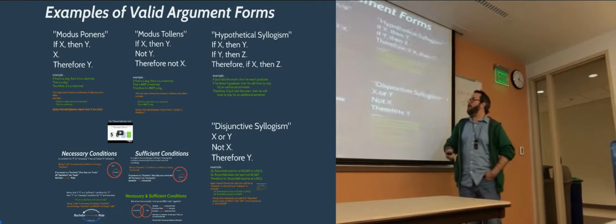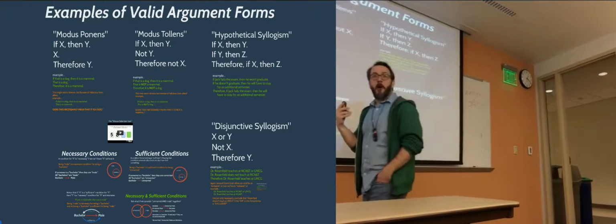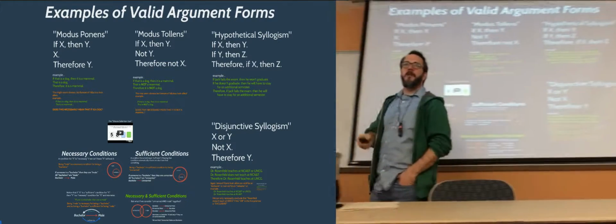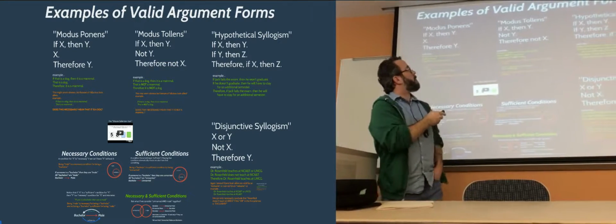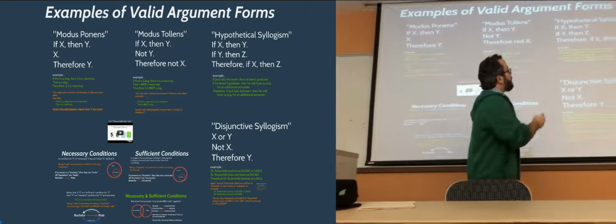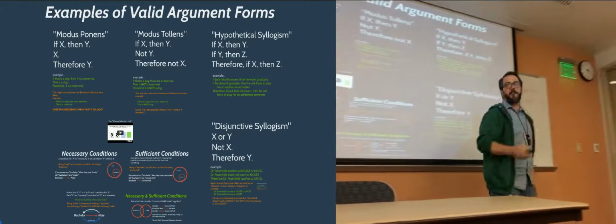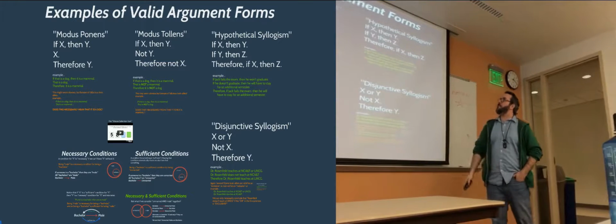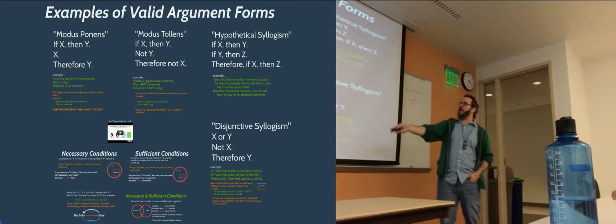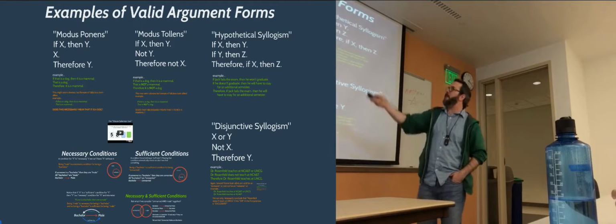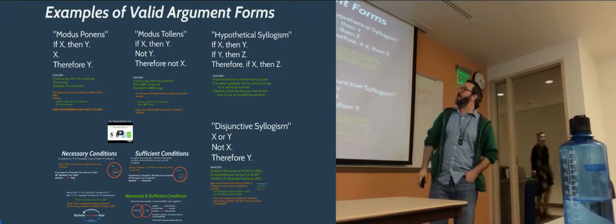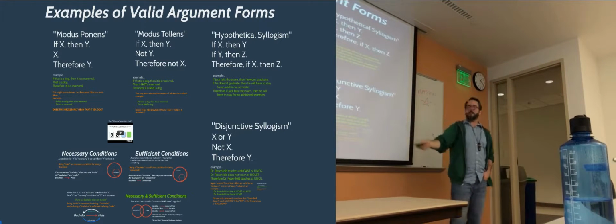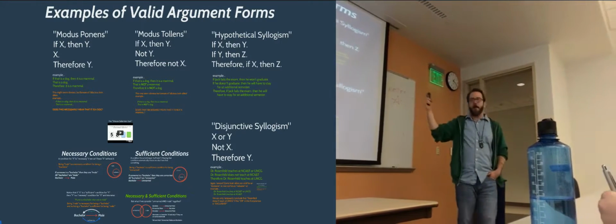And that kind of introduces 2 of the valid argument forms that we're going to look at today. One of them is called Modus Ponens. The other one's called Modus Tollens. We're going to look at 2 more, one called Hypothetical Syllogism and one called Disjunctive Syllogism. Before we get into these 2, we're going to take a little bit of a detour. After we're done talking about Modus Ponens and Modus Tollens for a little while, we're going to talk about necessary and sufficient conditions and then kind of pick back up.